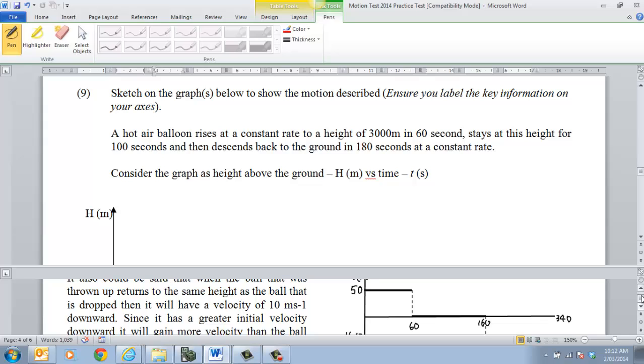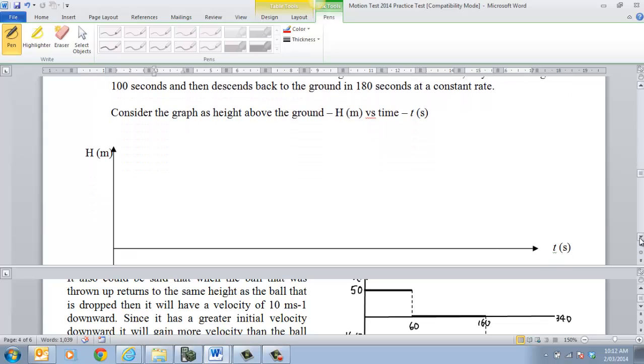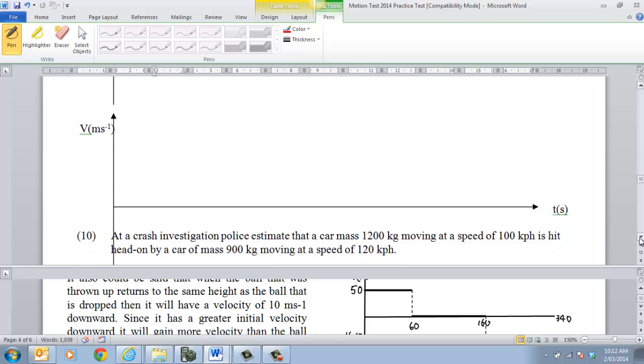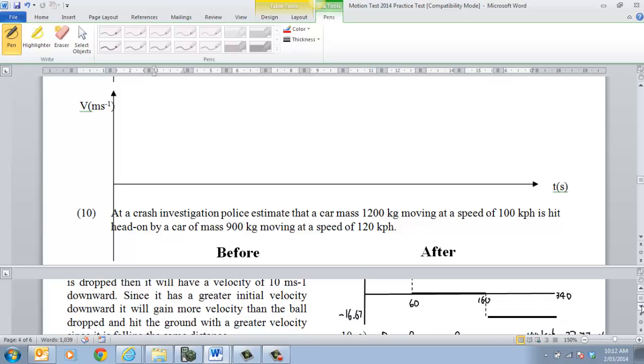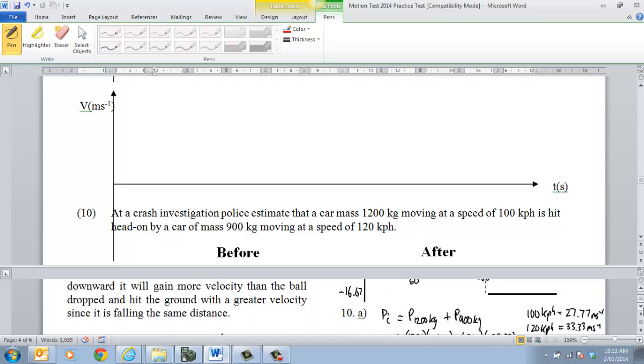The next part is to do the velocity versus time graph, not just the displacement versus time. So what's its velocity in the first bit? Well, it's a constant rate. It goes up 3,000 metres in 60 seconds, so that would be 50 metres per second. Then it's not changing its height, so the velocity is zero. Then it comes down to Earth at a constant rate, so let's work that out. We know this is 3,000 metres in 180 seconds, which is minus 16.67 metres per second. I don't know how realistic that is, but you get the idea.